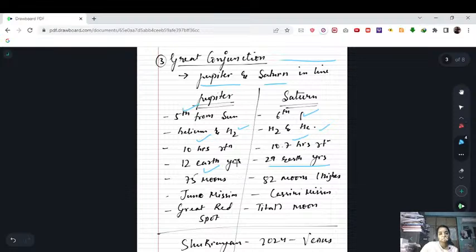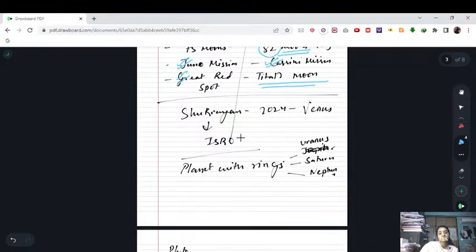Next, Jupiter has 75 moons and Saturn has 82 moons. This is the highest number of moons for a planet till date. Next important is the missions. For Jupiter we have the Juno mission, and for Saturn we have the Cassini mission. Then the Great Red Spot is found on Jupiter, and Saturn's very famous moon is Titan.